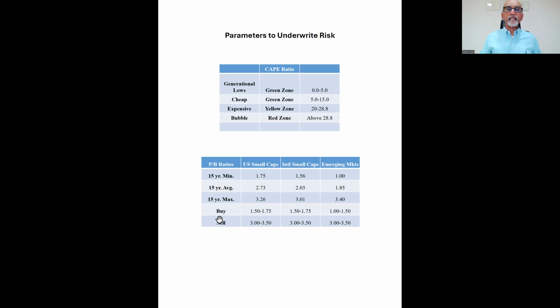And what are the selling points? If the PB ratio gets to the range of 3 to 3.5, it means for the US small caps that you are getting close to the top, not necessarily the top, but getting close to the overvalued situation. And international small caps, same at 3 to 3.5, and in emerging markets, 3 to 3.5. So let me stop share here. So these are the few tools I gathered.